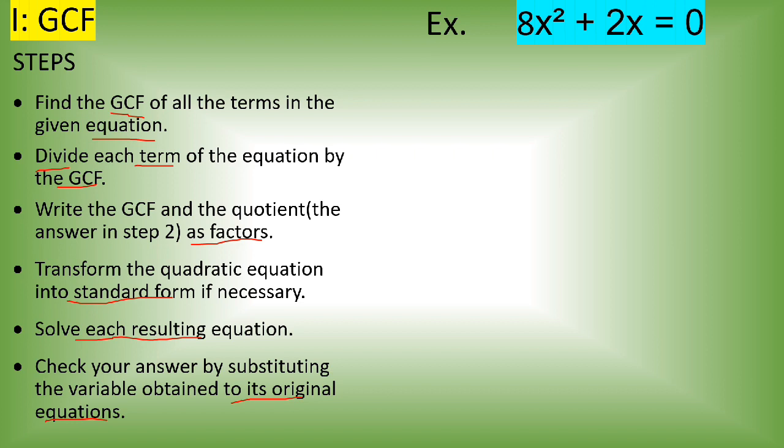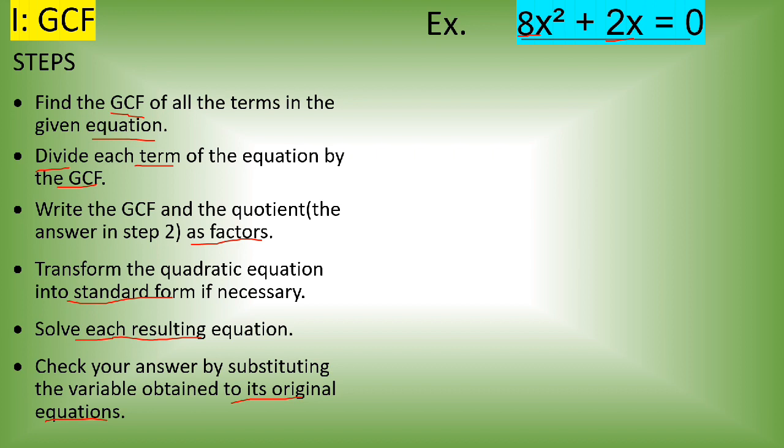So, meron tayong example dito, 8x squared plus 2x is equal to 0. So, ang term natin dito ay dalawa lang, 2x and then 8x squared. Una ay hahanapin natin ang GCF ng dalawa. So, unahin natin ang numbers. So, 8 and 2, ang common factor nila ay 2. Okay? And then x squared and x, ang common factor nila ay x.